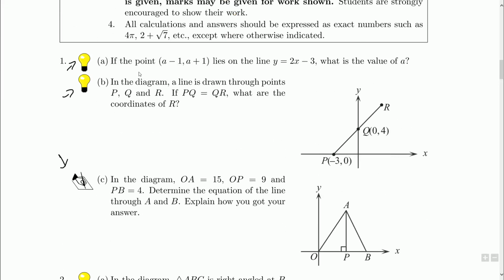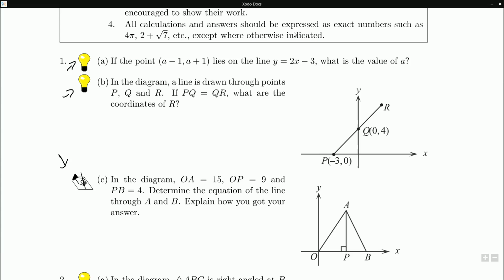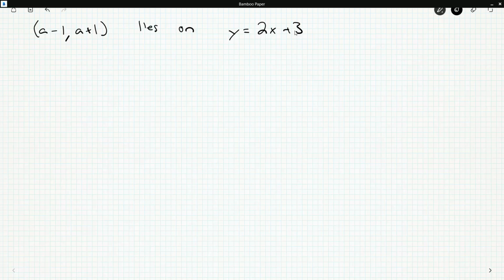So 1a. If the point a minus 1, a plus 1 lies on the line y equals 2x minus 3, what is the value of a? Well, if this point lies on the line, if I substitute it in, it should make the equation true. Okay? So, our notepad will open. There we go. So, a minus 1, a plus 1 lies on y equals 2x plus 3, if I'm copying that correctly. 2x minus 3, my mistake.